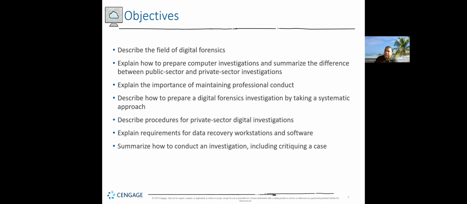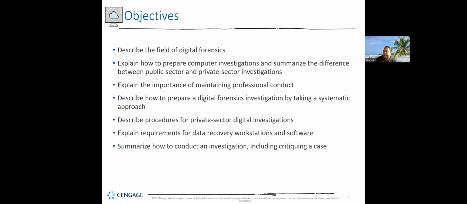Anyways, explain the importance of maintaining professional conduct. Yes, you got to be professional at all times when dealing with stuff like this because it can be sensitive material, especially within law enforcement or government. Well, anywhere really. You're always dealing with sensitive data when you're dealing with stuff like this. Data, they're interchangeable, however you want to call them. Describe how to prepare a digital forensic investigation by taking a systematic approach. Yes, there are steps and guides and things you follow, checklists. It's all really how it goes when it comes to doing a digital forensic investigation.